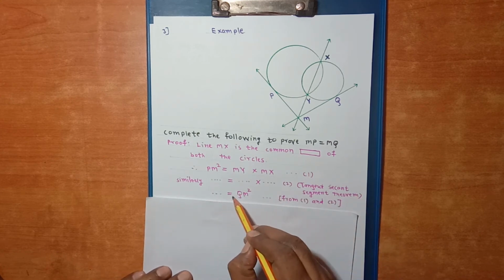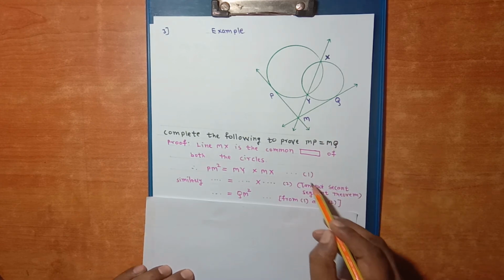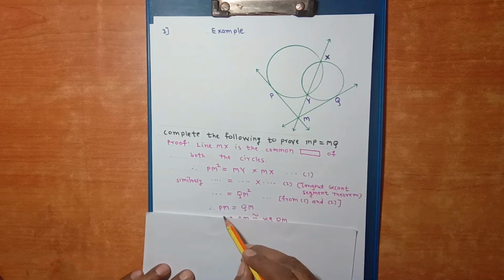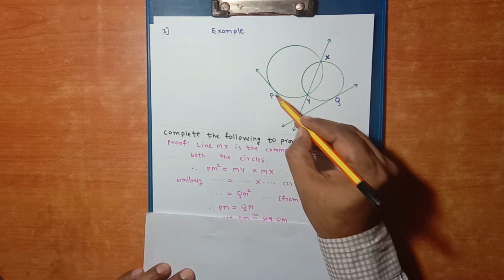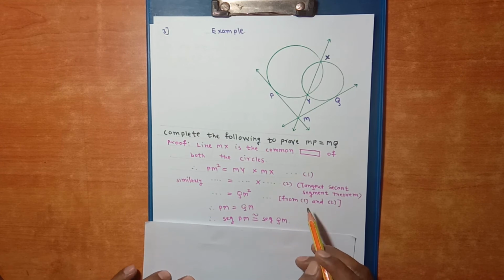Therefore, dot dot dot is equal to QM square. This is QM square. From 1 and 2. This is 1, this is 2. Therefore, PM is equal to QM. This is PM, this is QM. Therefore, segment PM is congruent with segment QM.